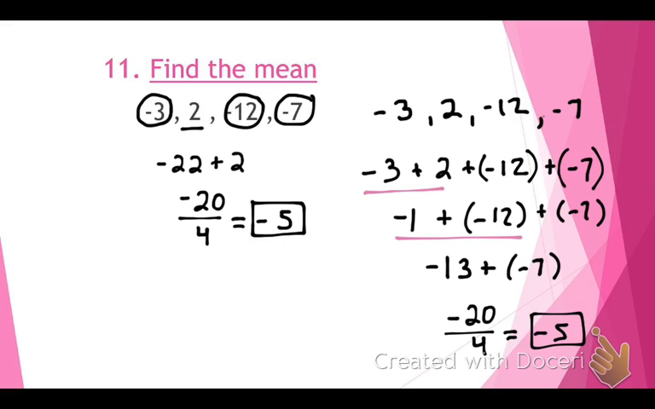How many of you would say that you would prefer doing it this way, working from left to right? How many of you would rather combine like terms? I do not care which way you do it on a test or quiz, as long as you get the correct answer.